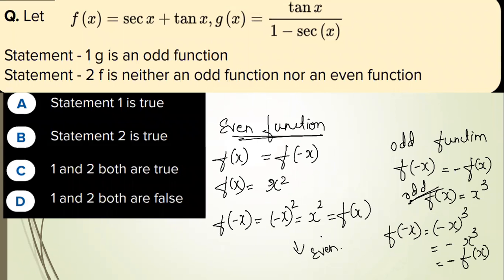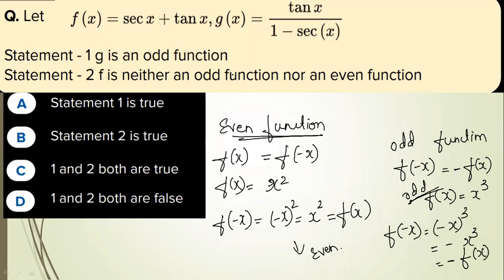Now what you have to tell me is, they have given you two functions, f of x and g of x. So f of x is secant x plus tan x, and g of x is tan x by 1 minus secant x. They have given two statements. The first statement is g is an odd function.